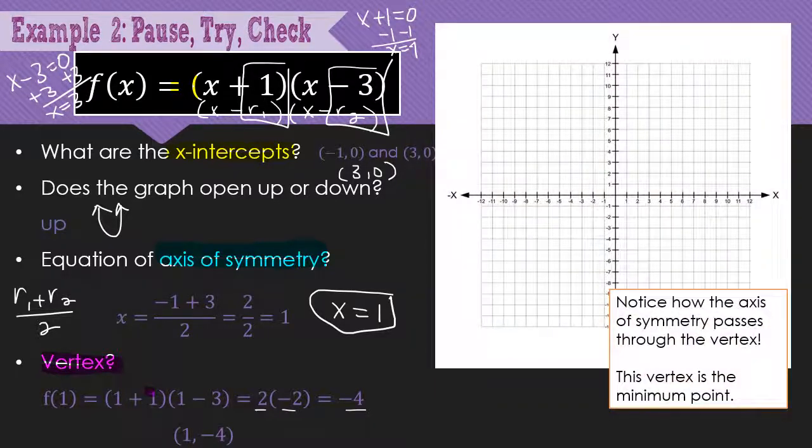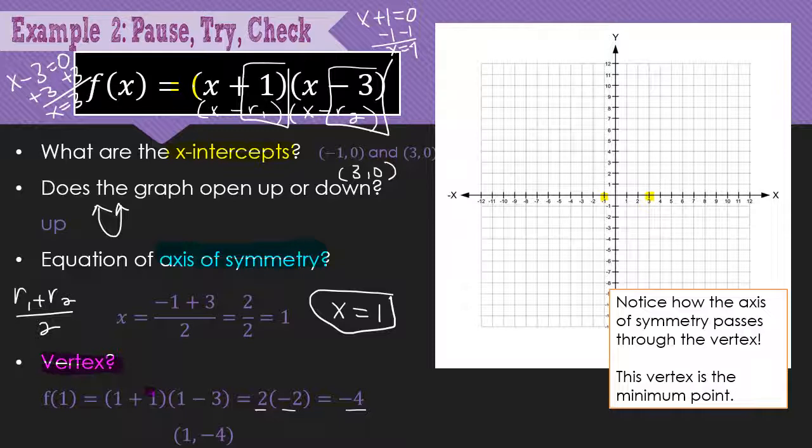So we need to go ahead and graph this, okay? So I'm going to start by graphing my x-intercepts. Okay, that's (-1, 0) and (3, 0). So I'm going to come over here in yellow, and I'm going to find (-1, 0) right here. And I'm going to find (3, 0) over here. Okay, so there's my 2 points that are on the x-axis, my x-intercepts.